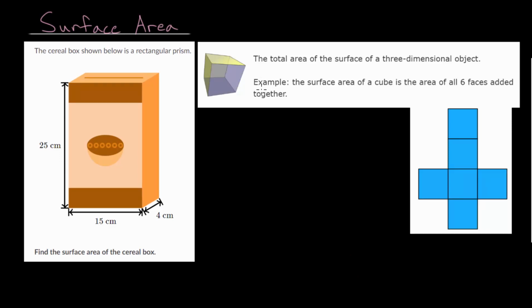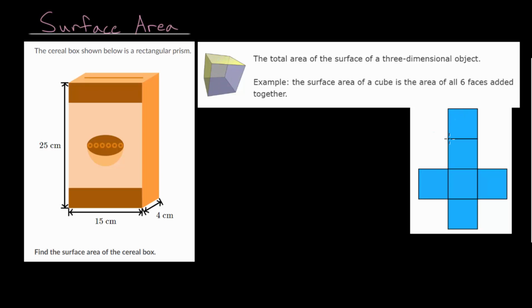So again, it's the total area of the surface of a three-dimensional object. And they give the example of a cube. So the surface area of a cube is just the area of all 6 of the faces added together. Since in a cube, remember it has all the same dimensions for length, width, and height. So each of these faces would have the same area. And to find the surface area, we add them all together.